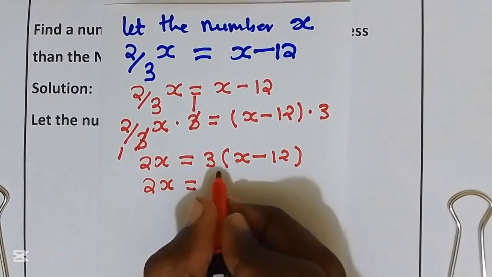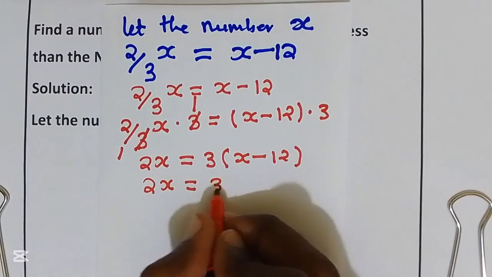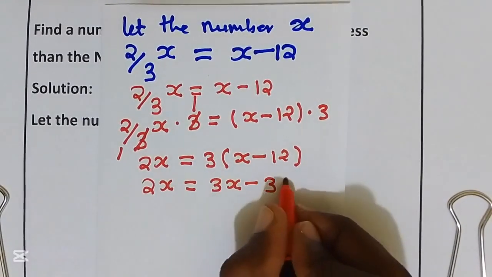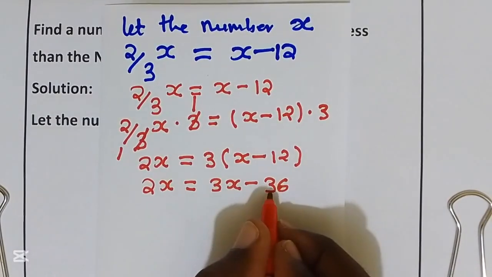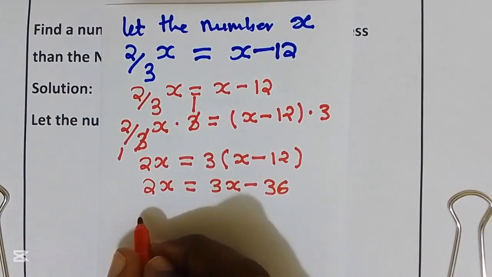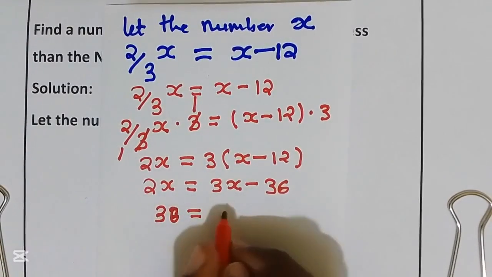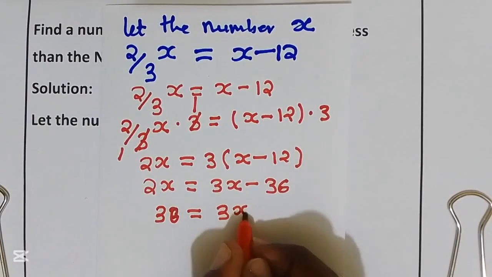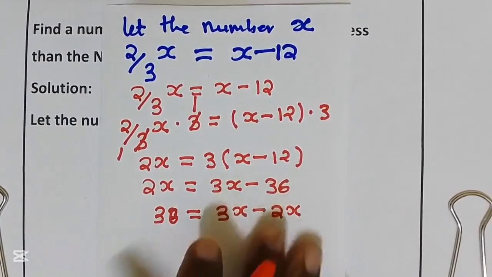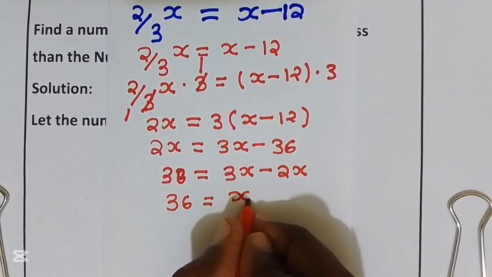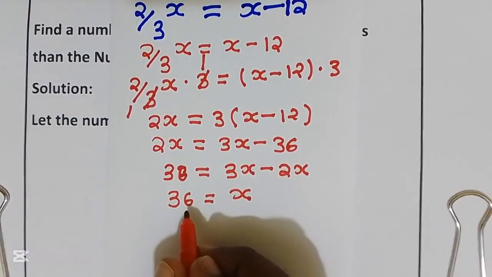2x is equal to 3 multiplied by x, we got 3x, minus 3 multiplied by 12, we got 36. Bring 36 to the right hand side and 2x to the left hand side. We have 36 is equal to 3x minus 2x. We got 36 is equal to x. So our number is equal to 36.